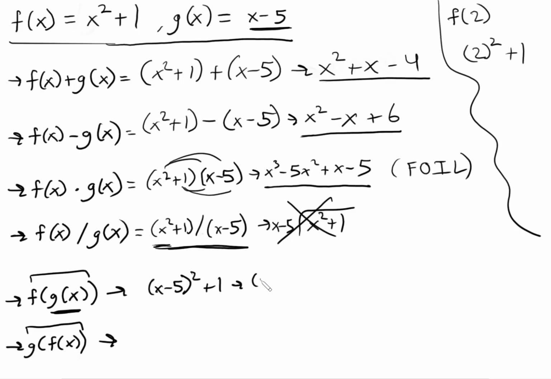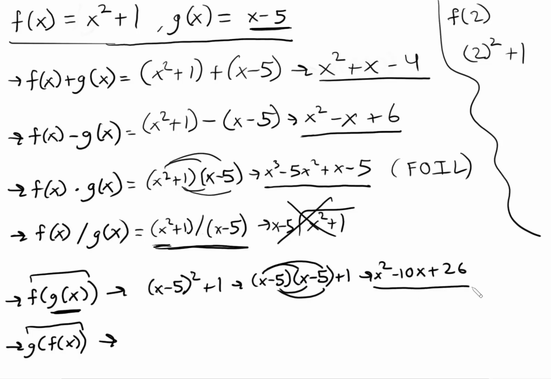Now we can simplify this by once again multiplying that x minus 5 squared and FOILing it out. Multiplying each term by each other term, we get x squared minus 10x. Now this becomes plus 25 plus 1, which is plus 26. The 5 and 5 multiplied gets you 25, and then on the very outside you have that 1, which gets you 26.